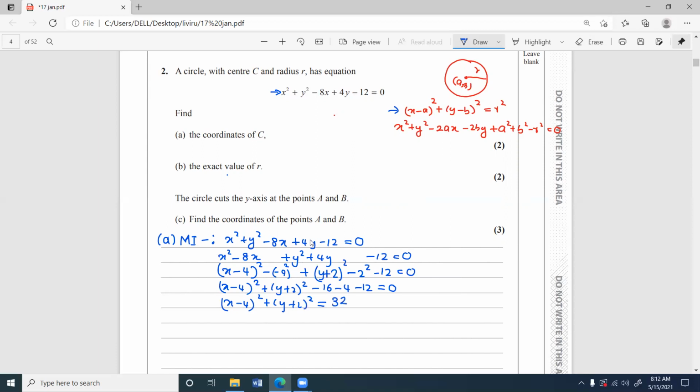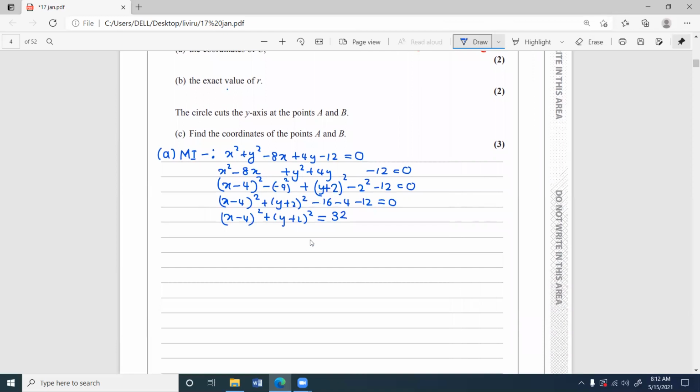Right. So with this, how do you get the center? If you make this x minus 4 equal to 0, it means x equals 4. Y plus 2 equal to 0 means y equals minus 2. So you can equate it to 0, and with that, you can get this answer. Therefore, you can write the center would be (4, minus 2).